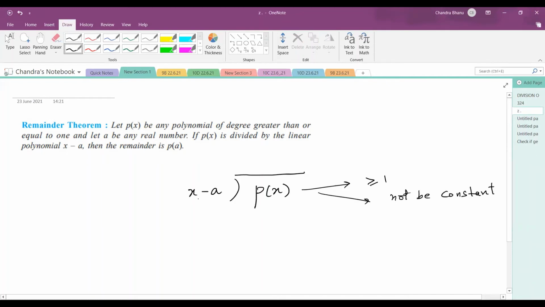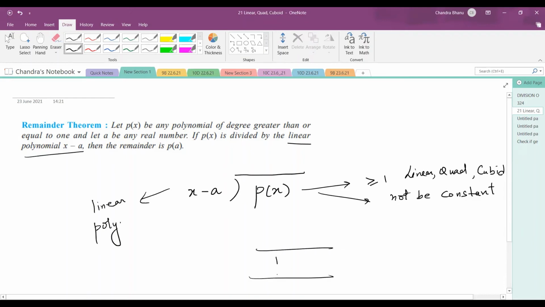And if I am dividing it by another linear polynomial, what do you mean by a linear polynomial? One whose degree is 1. So the outside divisor should be a linear polynomial only. This has to be a linear polynomial. The inside dividend can be linear, quadratic, cubic, anything, one or more than one. So it is saying that if I divide any polynomial p(x) by a linear polynomial x minus a, then my remainder is p(a).